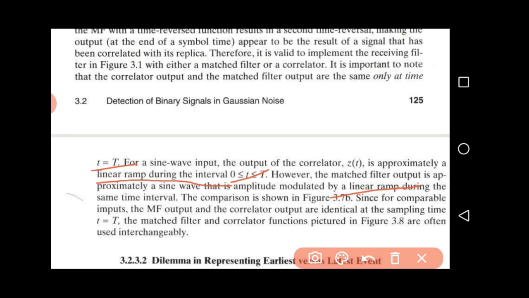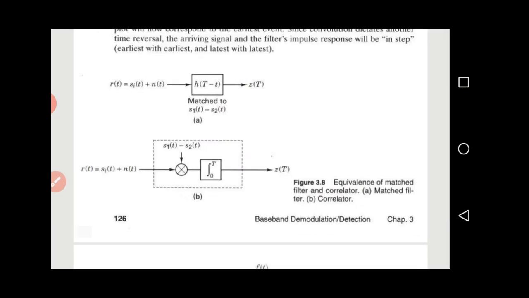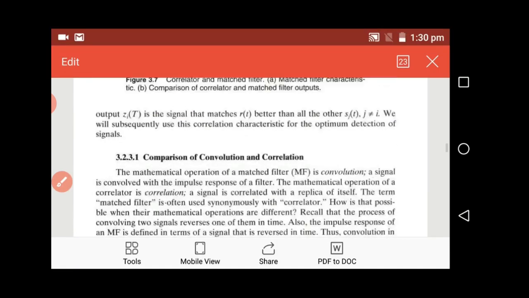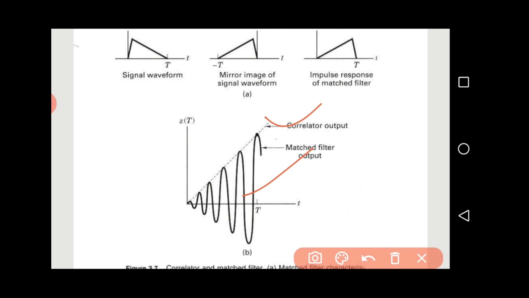The matched filter and correlator functions pictured in figure 3 are often used interchangeably. In this figure, they are going to be used interchangeably. The first is the matched filter and the second is the correlator. And when we are comparing, we are talking about these two. This is the correlator output and this is the matched filter output.